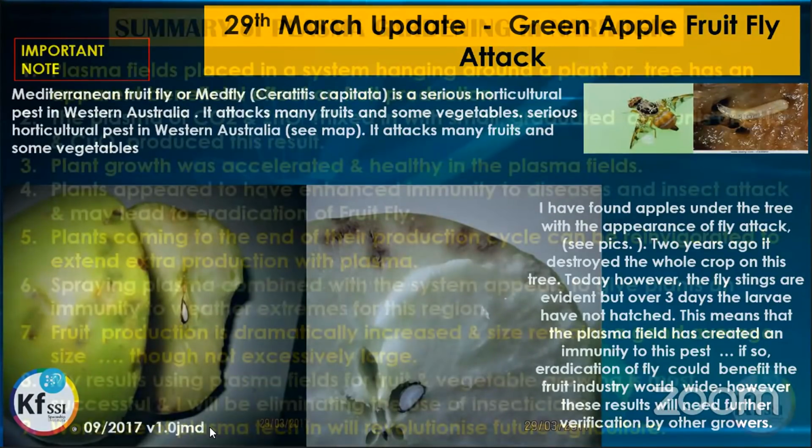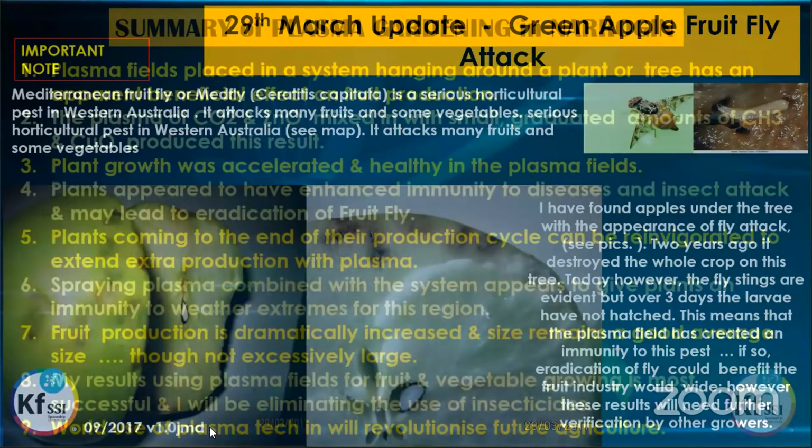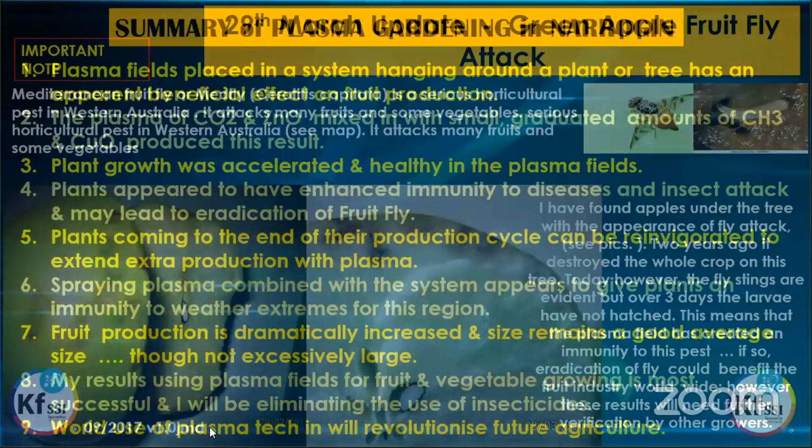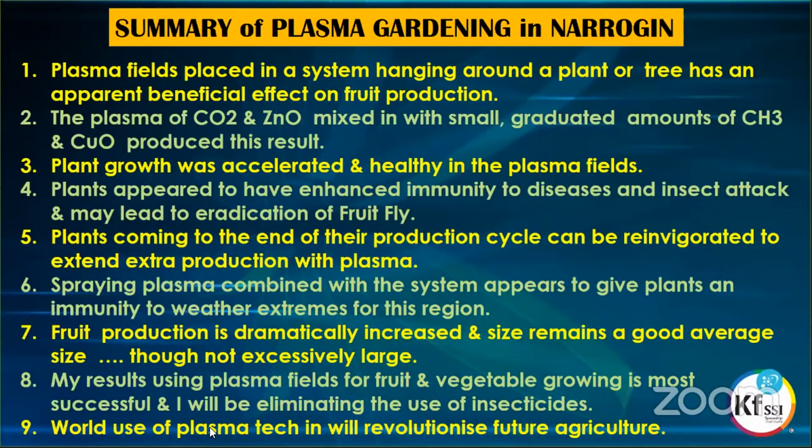So the summary that Ross had put together on his experience using the plasma on his farm was that by hanging different ping pong balls around his trees or plants, he'd seen a beneficial effect on the fruit production. The plasma of CO2 and zinc mixed with a small amount of CH3 and a little bit of copper produced these results for him.